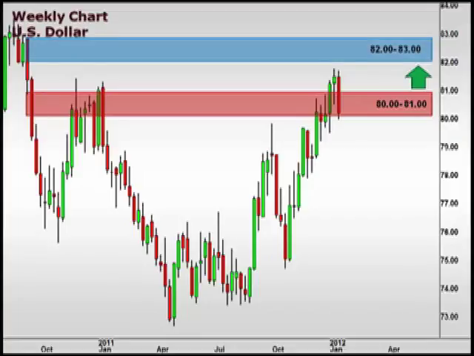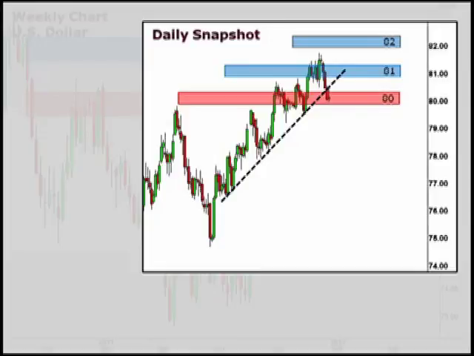focal zone. Let's take a look at the daily chart. The daily chart reflects a break of the trend line identified last week and the important support level sitting at 80.